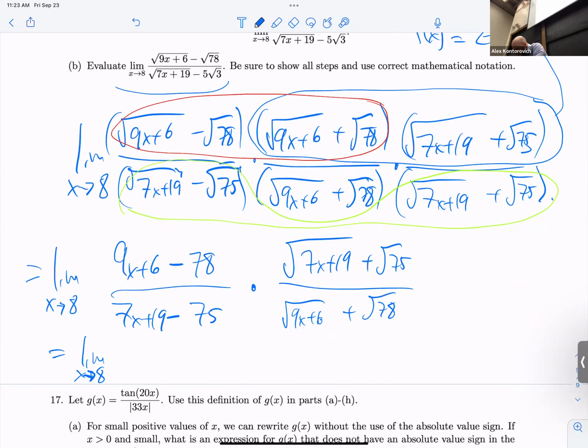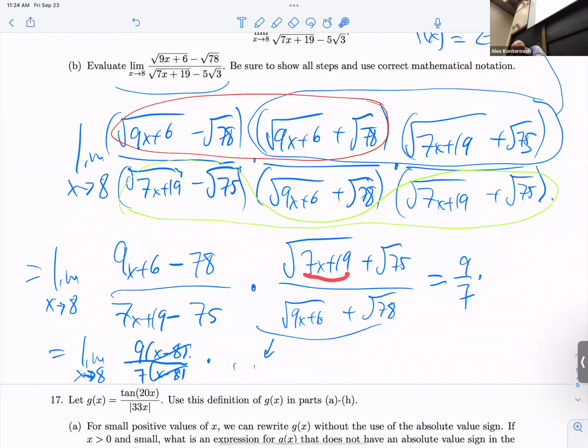Okay, this is 9x minus 72. That's 9 times x minus 8. What about the bottom? 7x plus 75 minus 19, 56. So this is 7 times x minus 8. Aha, the x minus 8s cancel. So I get 9/7 times, well, this thing just stays as is. So in the end, the limit will be 9/7 times, what am I getting here?